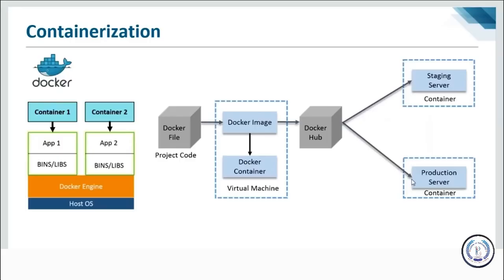So let us focus on the diagram that is there in front of your screen. Here we have the host operating system, on top of which we have the Docker engine. We have no guest operating system here, guys. It uses the host operating system. And we are running two containers. Container one will have application one and its binaries and libraries. Container two will have application two and its binaries and libraries. So all I need in order to run my application is this particular container or this particular container, because all the dependencies are already present in that particular container.